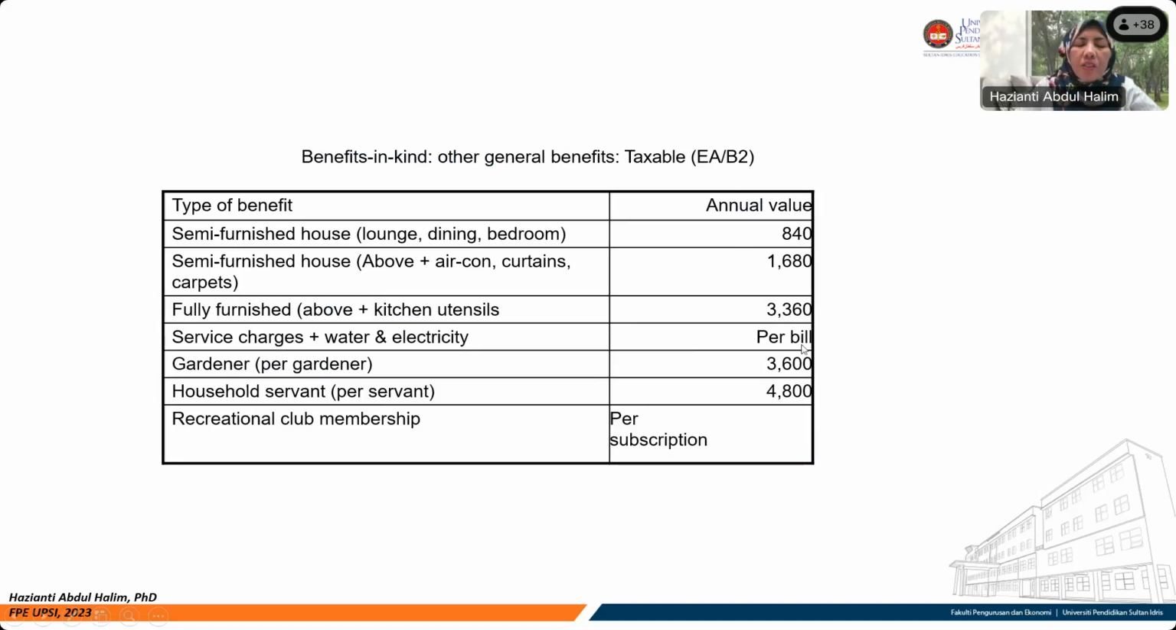Service charge and water electricity per bill. Gardener per gardener. Household servant per servant. And recreational club membership per subscription lah. Tak kira berapa banyak. So the benefit that the person will get for recreational club membership ni, whatever amount yang the company bayar tu, kita akan ambil semua tu.